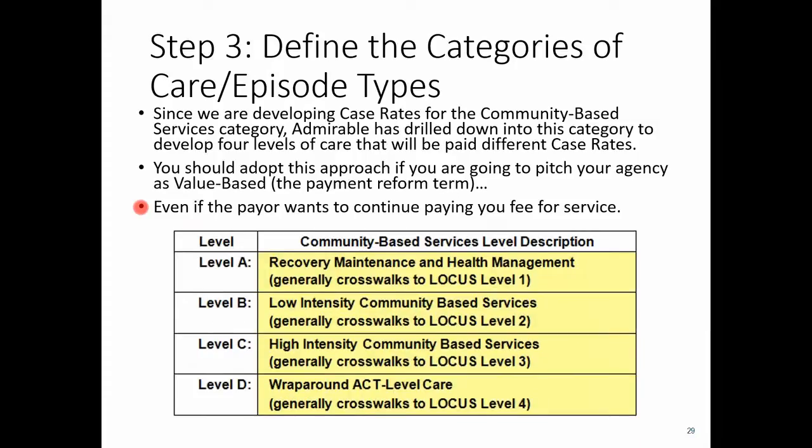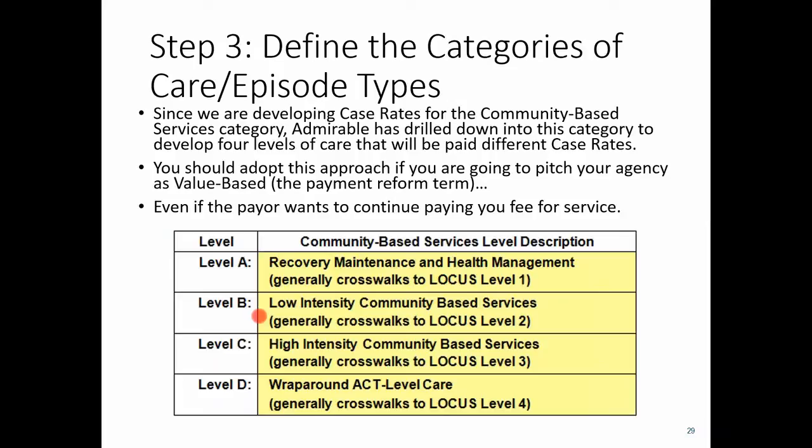So in my example here, I've created levels A, B, C, and D: recovery, maintenance, and health management; low-intensity community-based services; high-intensity community-based services; and wraparound ACT-like level of care. And I've crosswalked these to the LOCUS levels 1, 2, 3, and 4. We do have some people with serious mental illness that actually are stable, and they can do great, thank you very much, at a level A.